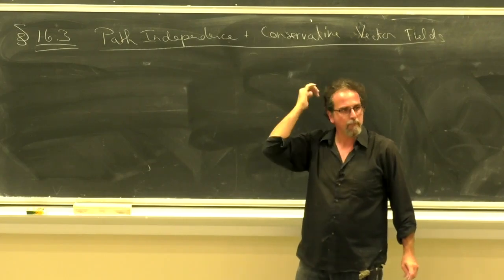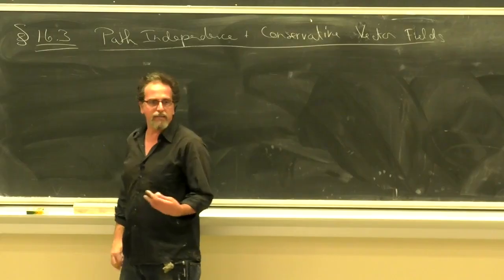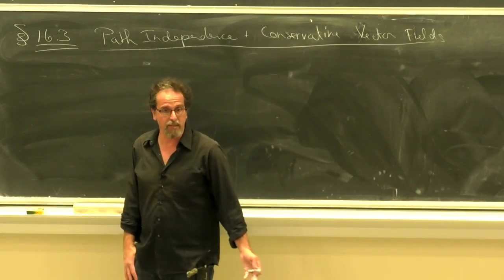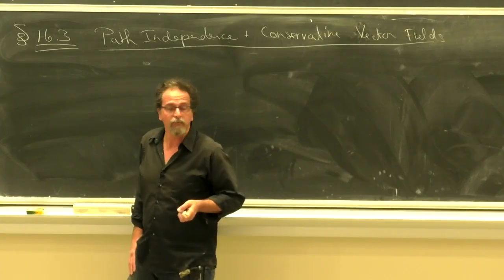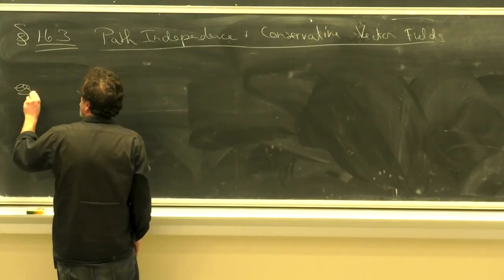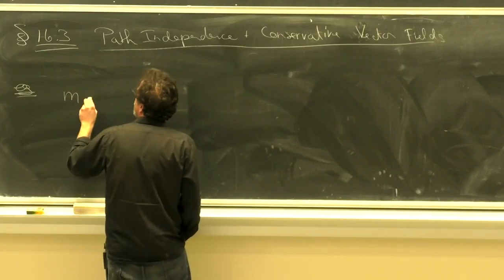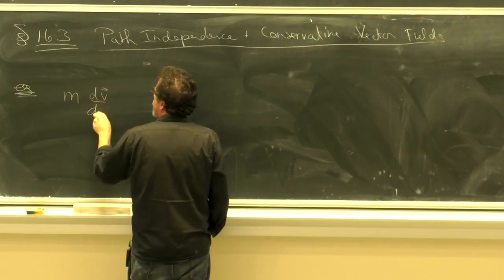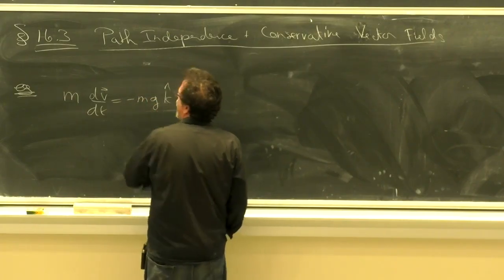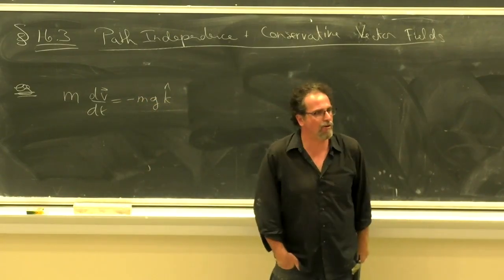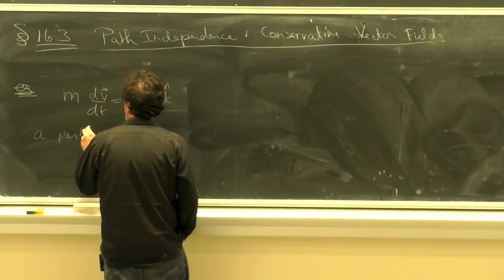Okay? So I think this is best motivated by going back to the example of work. Well, work is essential to this. But let's just do an example. So let's do this example. For example, m dv dt is equal to negative m g k hat. We've seen this one before. This is a particle under the influence of gravity.